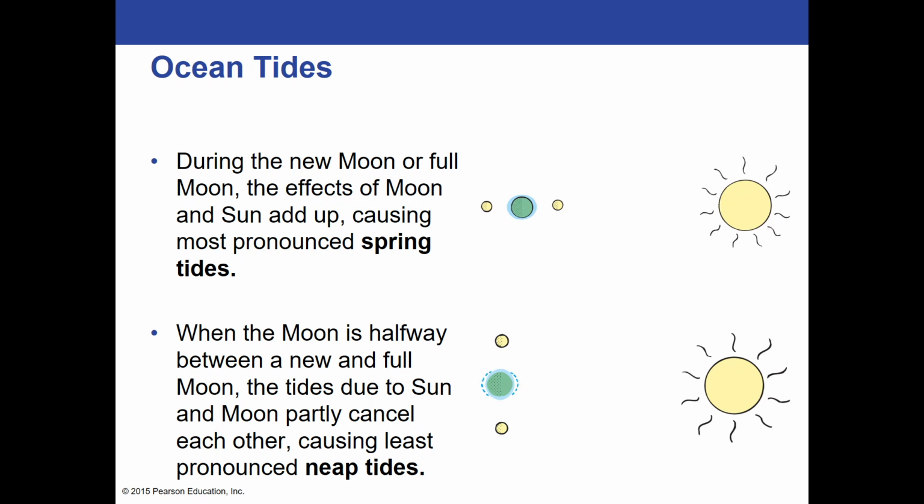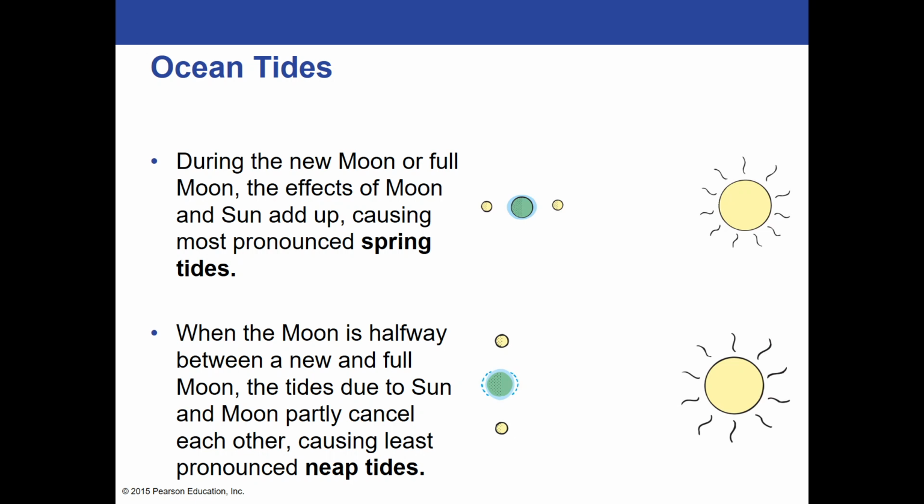We also have extreme tides. The sun does affect the tides somewhat, and so when the moon and sun are on the same line, they produce something known as spring tides, and you have very strong tides during that season.